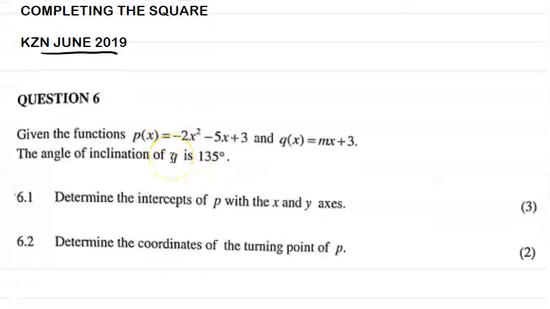Question 6 reads as follows. It says, given the functions p of x equals minus 2x squared minus 5x plus 3 and q of x equals mx plus 3, and the angle of inclination of q is 135 degrees. So we're only going to focus on the function p of x. So we're going to go straight to 6.2. And I will cover sketching of the graph in another video lesson.